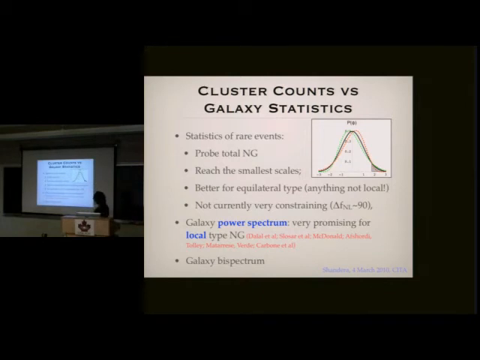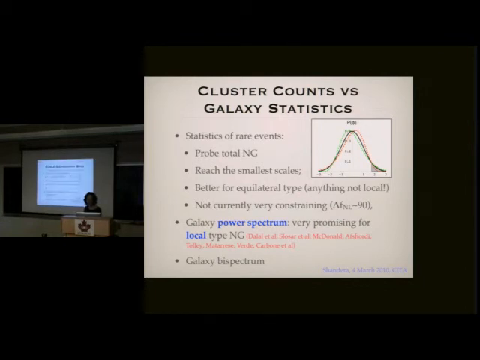There is another technique, using the galaxy power spectrum, which seems to be much more promising for that local ansatz type of non-Gaussianity. So in the particular case where instead of having these equilateral triangles, you have a correlation between very long wavelength modes and short wavelength stuff.